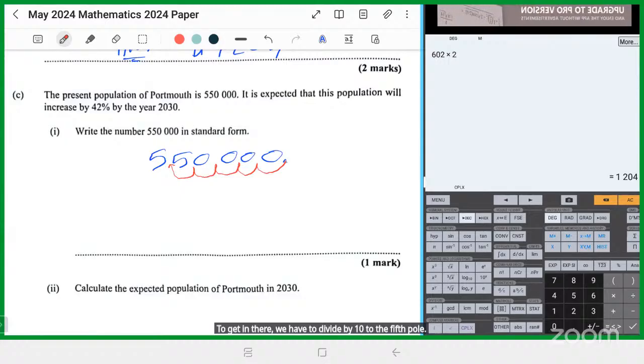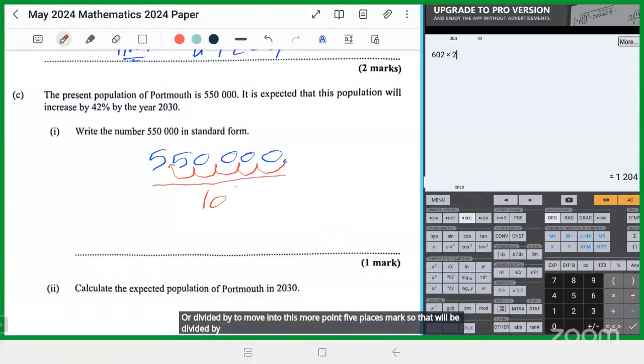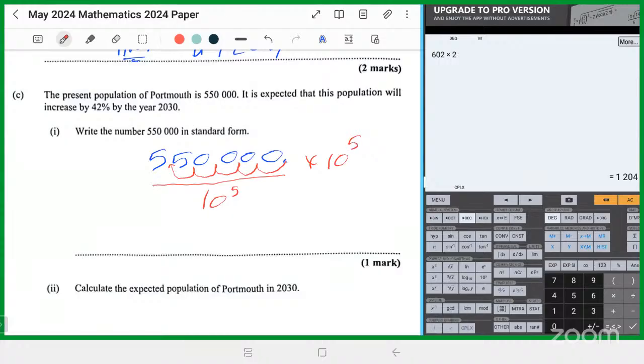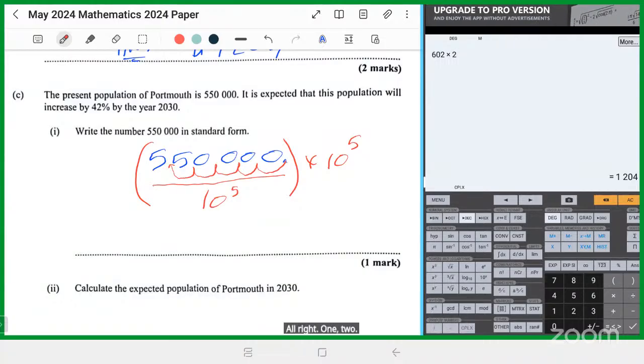I will divide it by moving the decimal point 5 places back, so that will be divided by 10 to the power 5. To cancel this division of 10 to the power 5, we go and multiply the number now by the same 10 to the 5. This calculation will move the decimal point to where we want it. All right? 1, 2, 3, 4, 5. So the final answer is 5.5 times this, 10 to the 5th power.